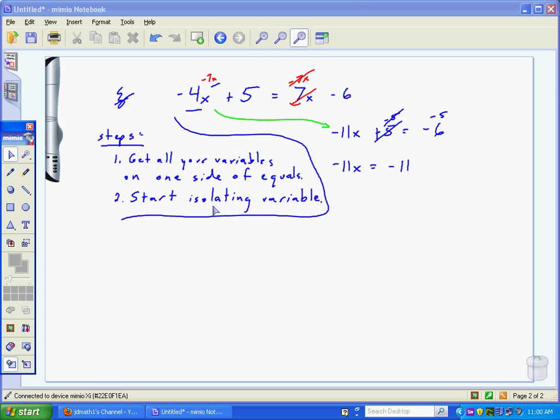Now, if I want to get x by itself at this point, I'm going to divide this negative 11 out of the left-hand side. What I do to one side, I have to do to the other. Negative 11 divided by negative 11 is positive 1, because a negative divided by a negative is positive. 11 divided by 11 is 1, so we can just write x. And on the right-hand side, negative 11 divided by negative 11 is a positive 1. So we're left with x equals 1, and there's what x would equal.